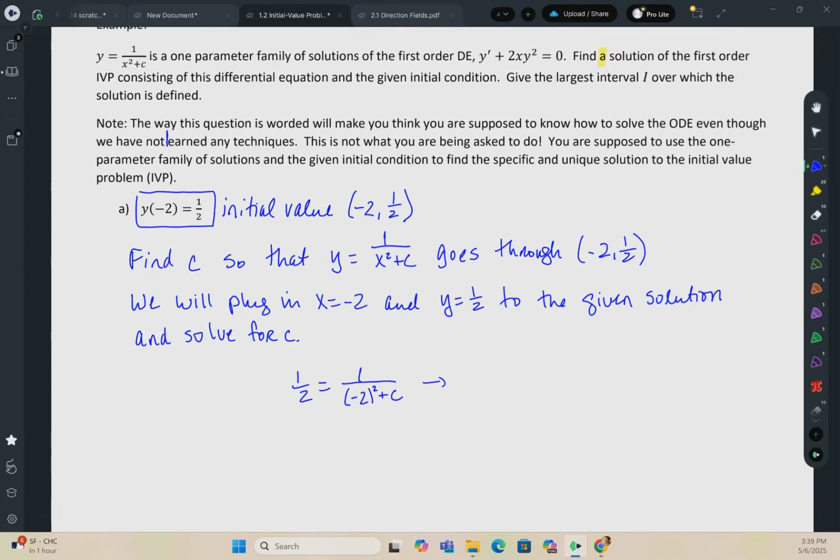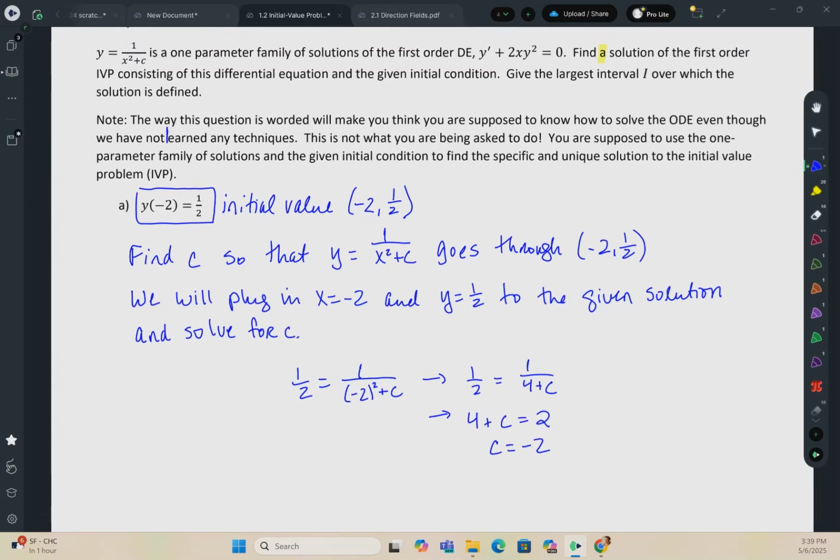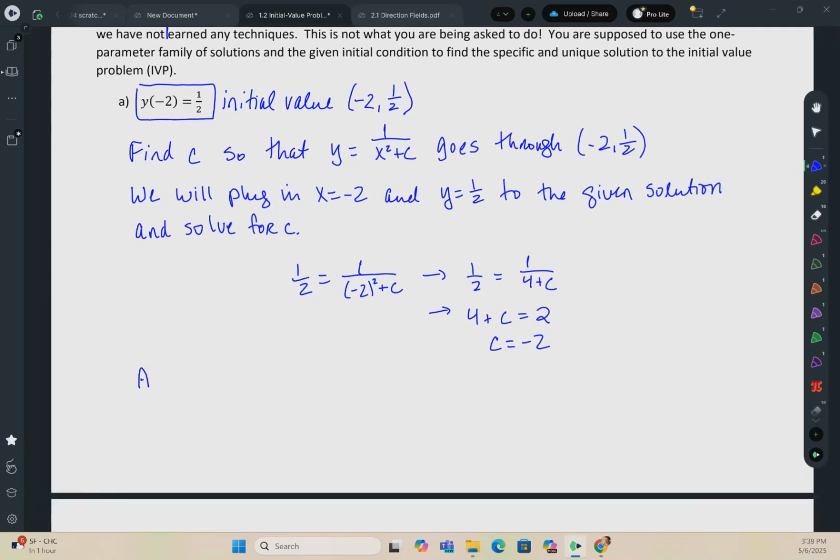So when I do this, I get 1/2 is equal to 1 over 4 plus c. If we think back to a long, long time ago, if we cross multiply, we can get things in the right position. So we get 4 plus c is equal to 2, which means c is equal to -2. And so the question said to find a solution of the first order IVP. A solution is y equals 1 over x squared, and then instead of plus c, I put in -2. So that's it. That's all we're being asked to do.